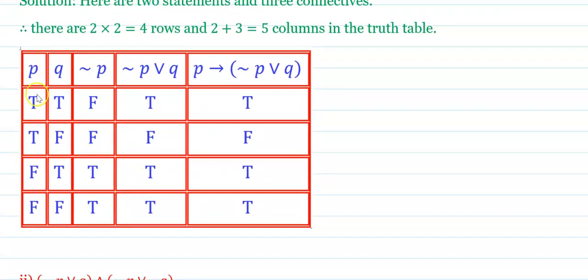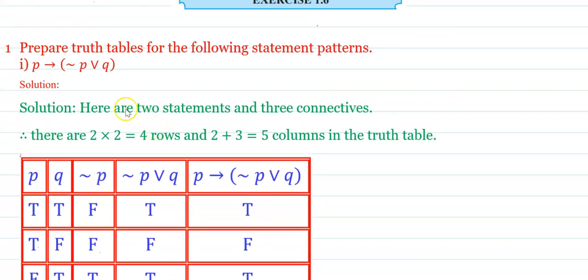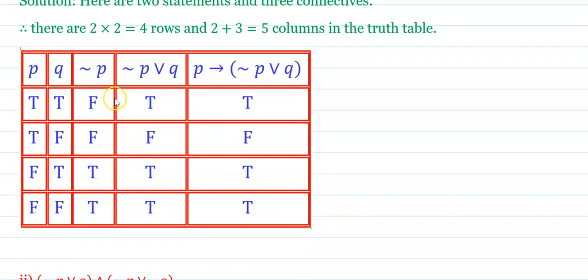Therefore, the first is P, that is double T and double F. Q means what? TF, TF in this way. Negation of P is needed, and therefore we will find out the negation of P. Negation of T is F, negation of T is F, negation of F is T, negation of F is T. Okay. Next we will find out negation of P or Q. That is an OR between column number 2 and column number 3. T or F is T, F or F is F, T or T is T, F or T is T.